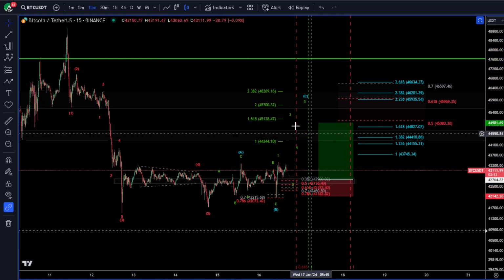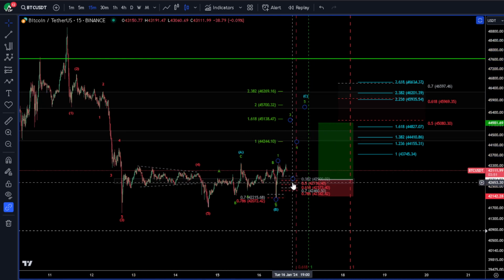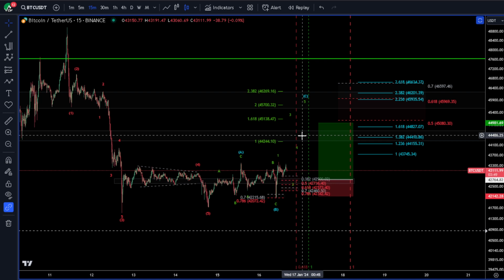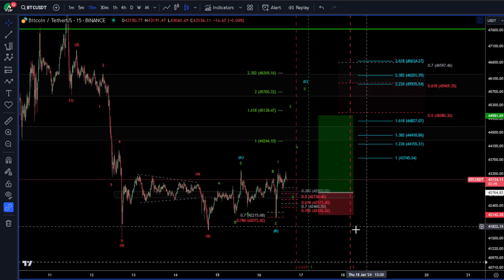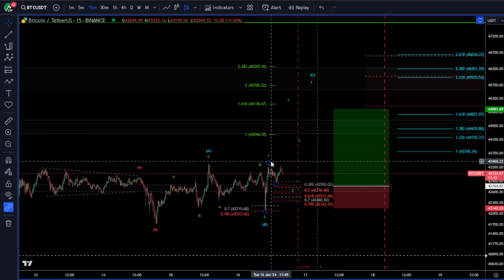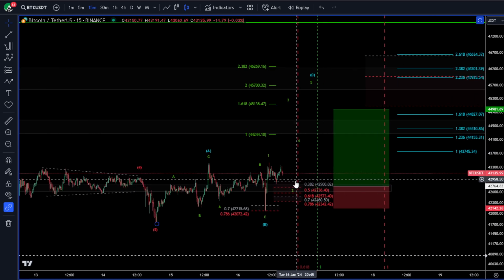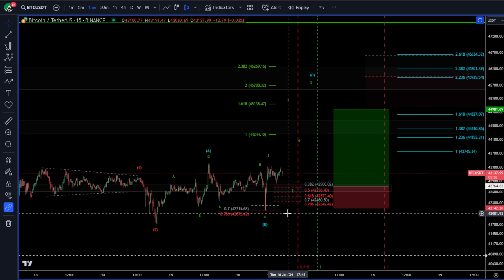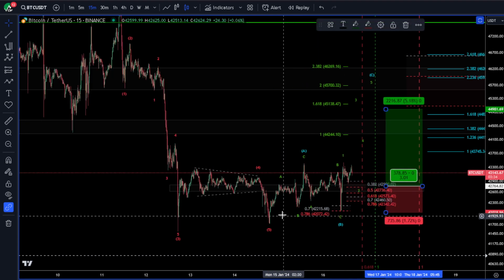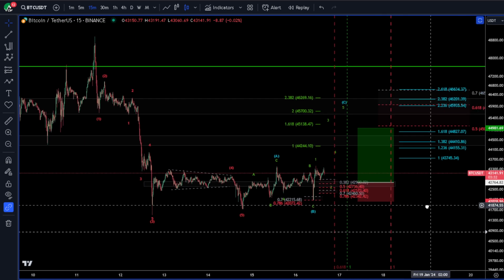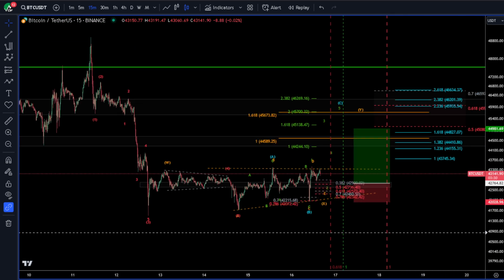But yes, just targeting these two areas, and I will move my stops and adjust them based on the waves we get after this area. But right now, I'm going to play either the breakout as long as I see a big move, or I'm going to buy the 50 here, stop at this low. Okay, so that's the first count I have.